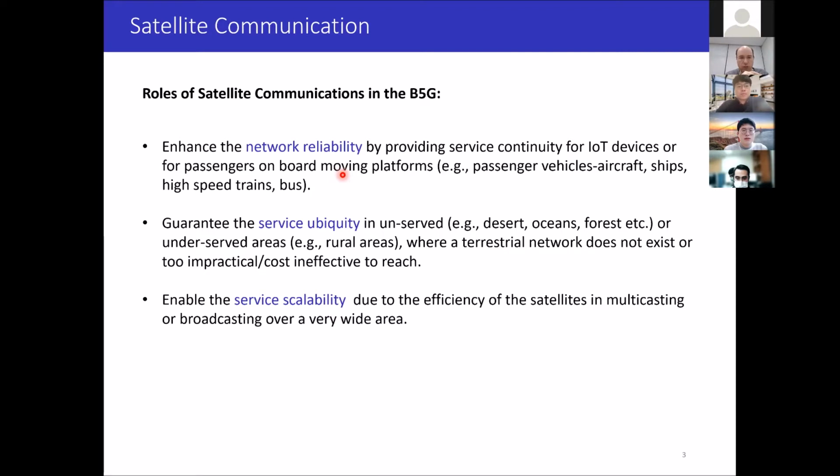And then the third role is scalability, which is the fact that you want the service to grow even if you have many users to serve, and this can be done through multicasting or broadcasting over a very wide area.